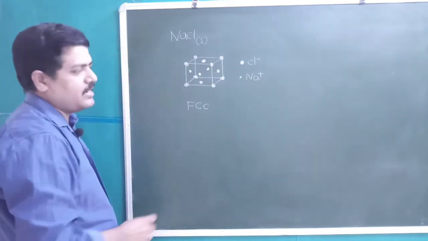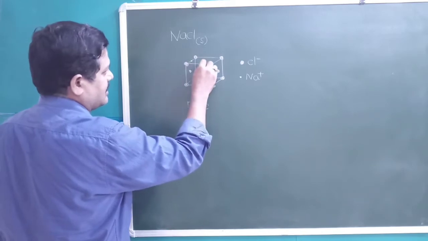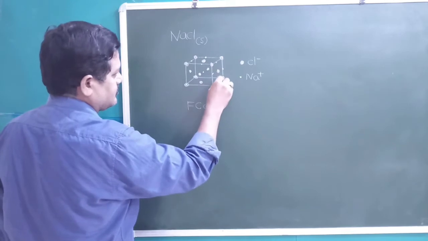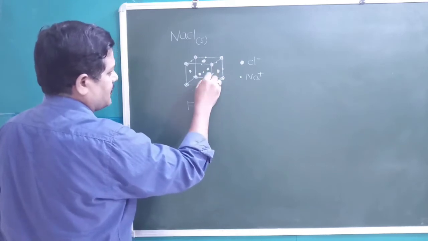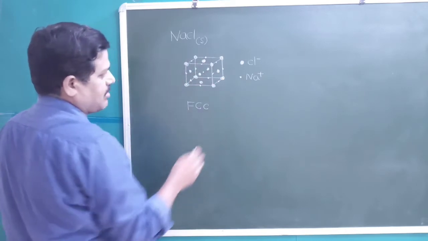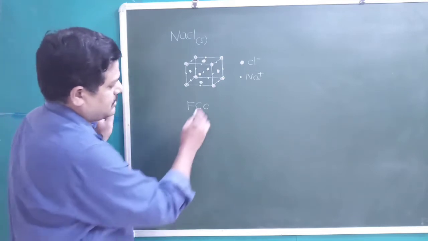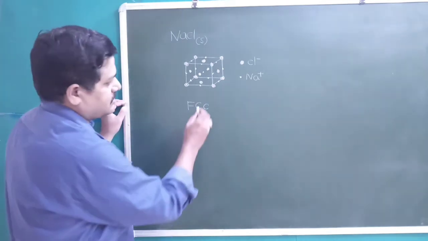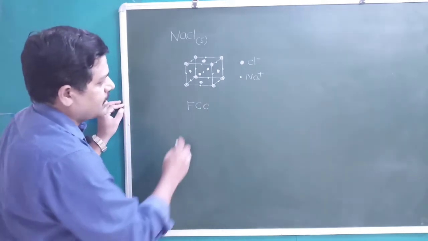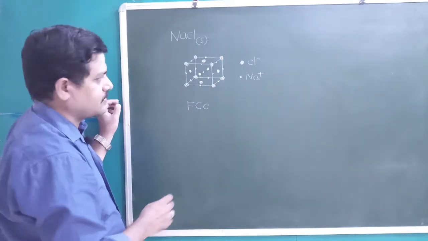The location of Na plus is 1 at the body center and 12 at the edge centers. Generally we can call it a CCP. Cl minus is forming the CCP lattice and the octahedral voids are occupied by Na plus ions.